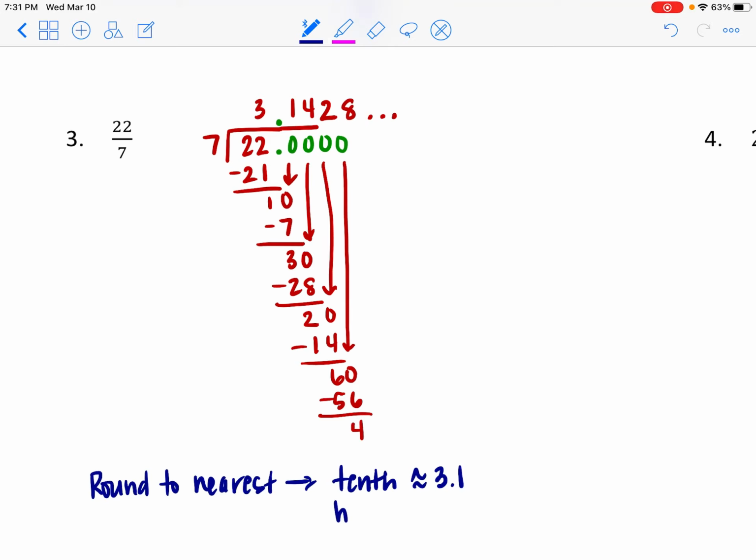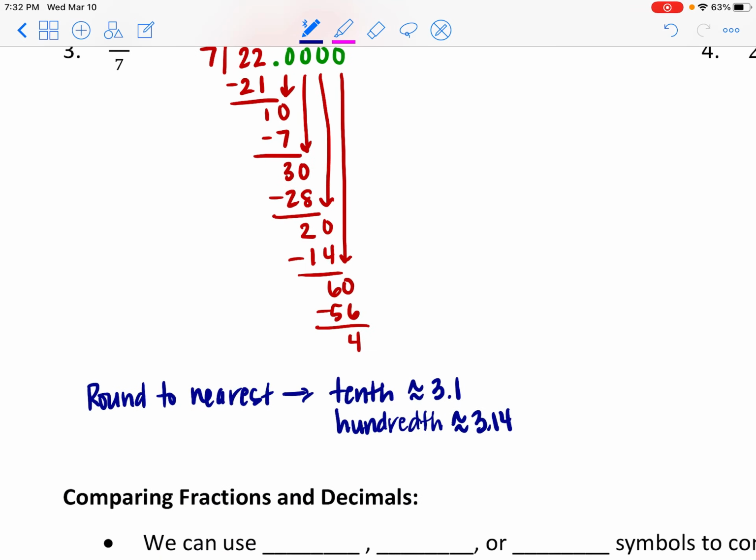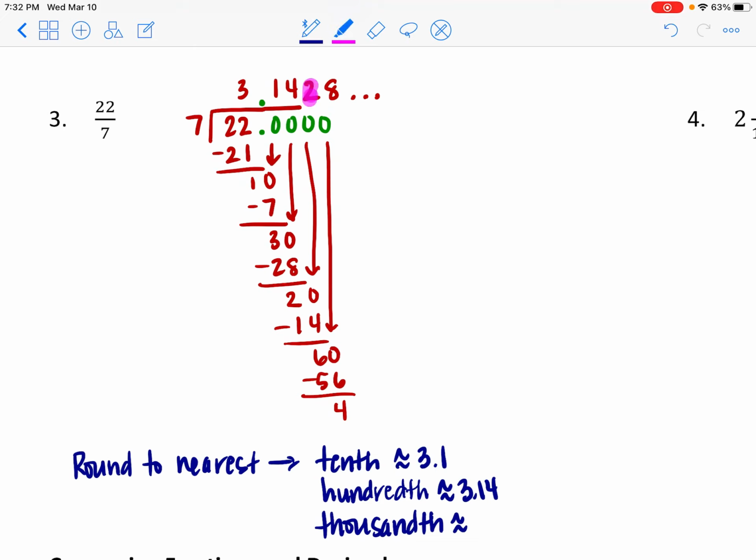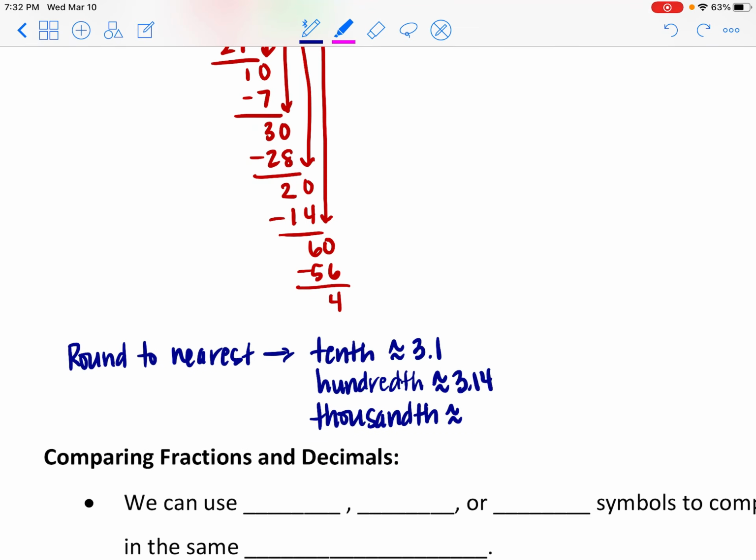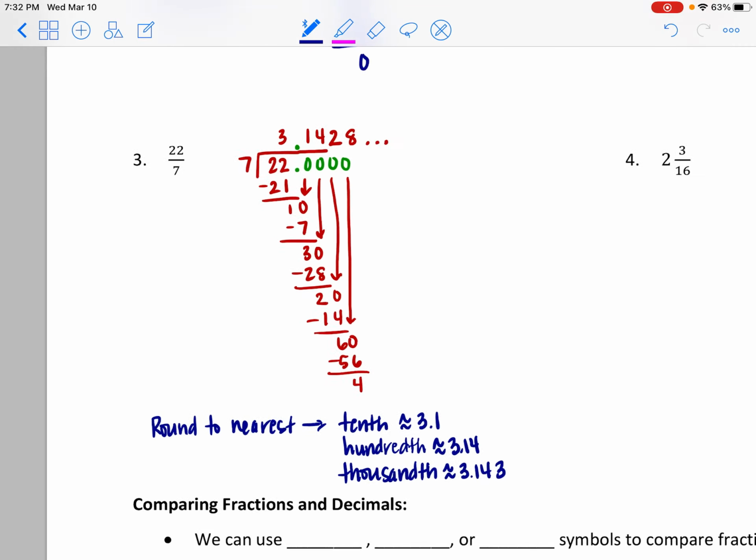If I said round to the nearest 100th place, to the nearest hundredths, well, this is the hundredths place. After the hundredths place is a 2, so again that would stay. So we would say that it's approximately 3.14. If I said round to the nearest thousandth, this is the thousandths place, and after it is an 8, so that 2 would round up. So we would say it's approximately 3.143. So it just depends on where you're asked to round, okay?